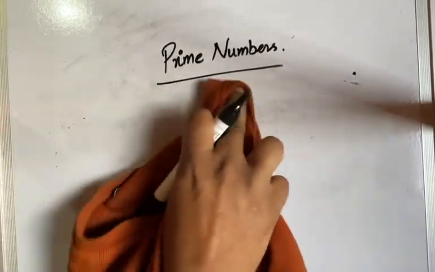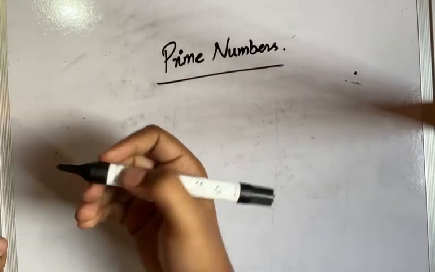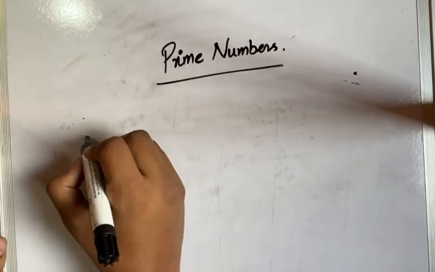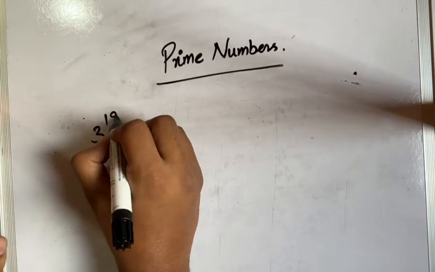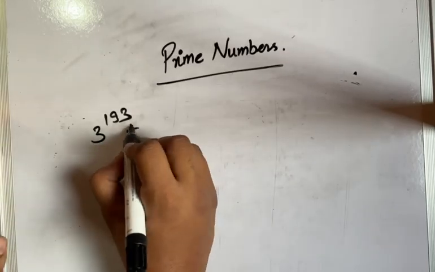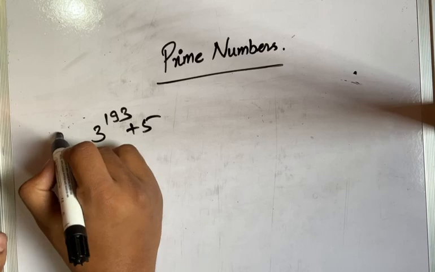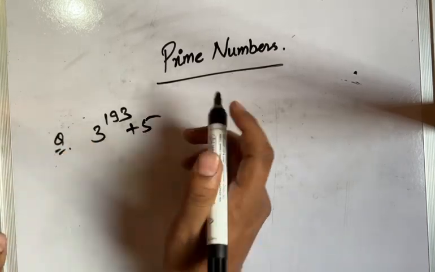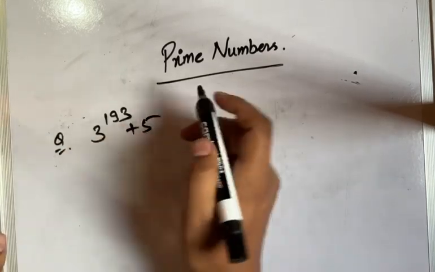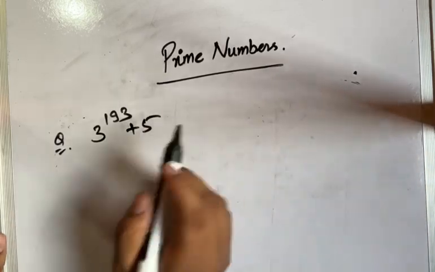So another part is basically now we are talking about powers. Okay, suppose the number is written like 3 to the power 193 plus 5, ठीक है। मान लो ये कोई ऐसा क्वेश्चन दे रखा है कि टेल मी, क्वेश्चन इज टेल मी लाइक वेदर this number is a prime number or a composite number. Okay, the question is this.